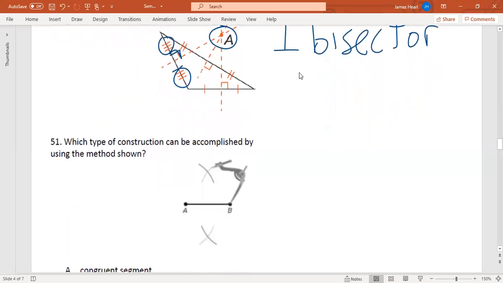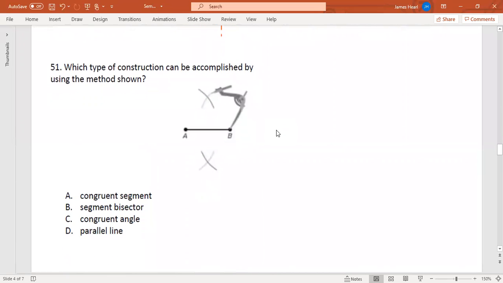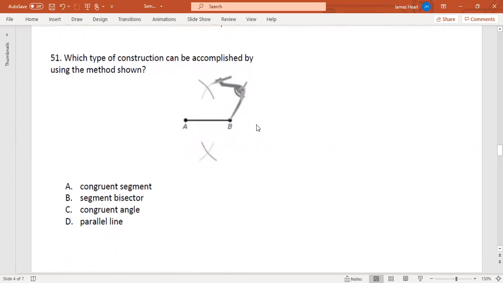For 51, which construction is being shown by the method in the picture? We go back to a previous problem, the one where the girl wanted to create the perpendicular bisector. You're creating two overlapping circles or arcs, so you're creating a perpendicular bisector. If you read through them, the only one that discusses bisector is B. So they're interested in just bisecting it. The perpendicular part would happen to come along for free.